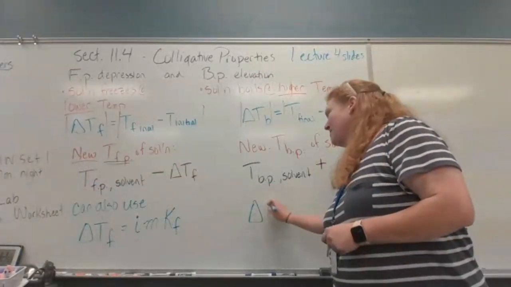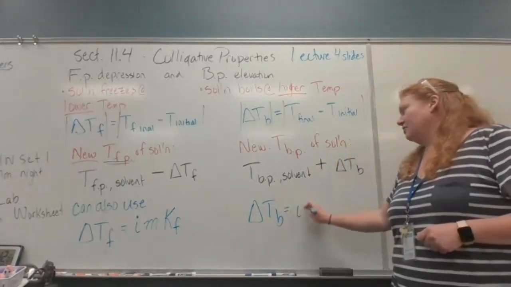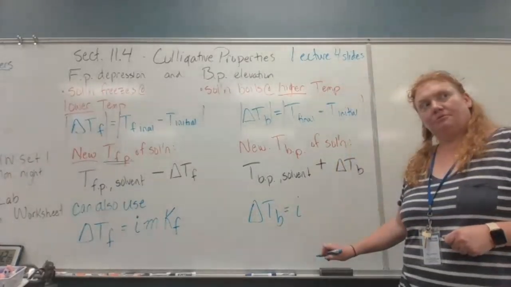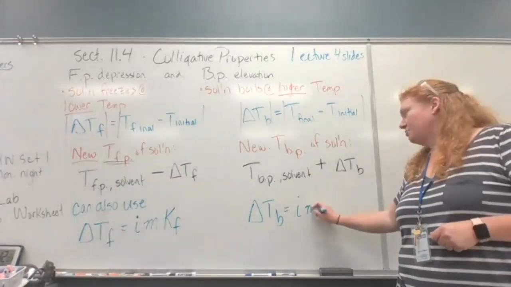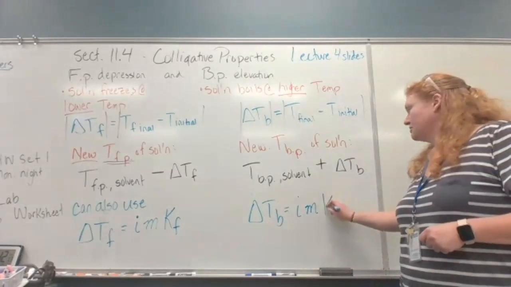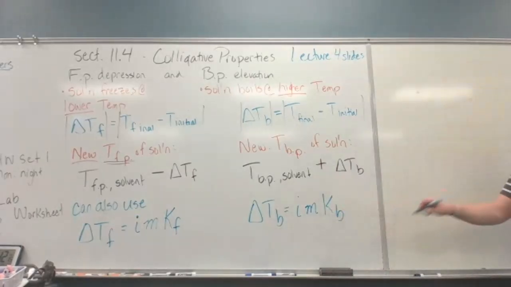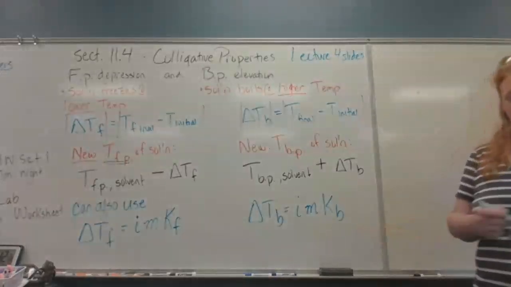Boiling point, same formula. Find the change: the number of particles times the molality of the solution times a constant value for that solvent, Kb, that has to be given to you.